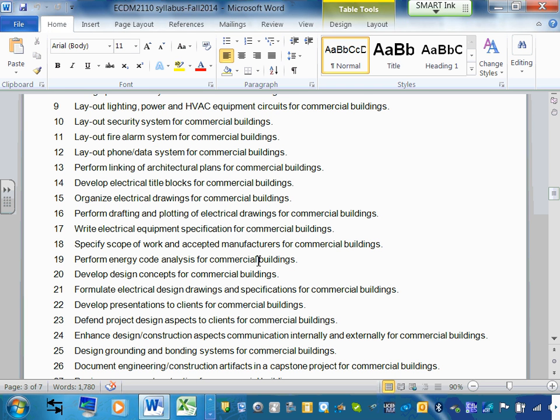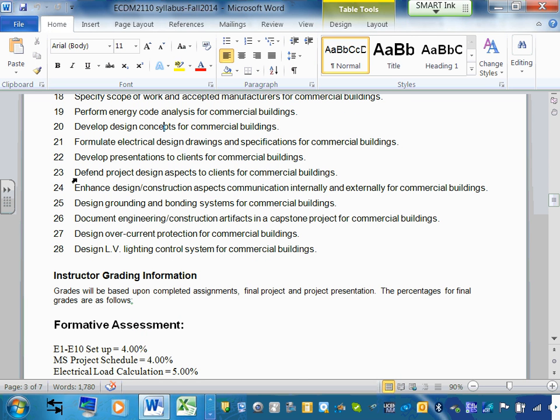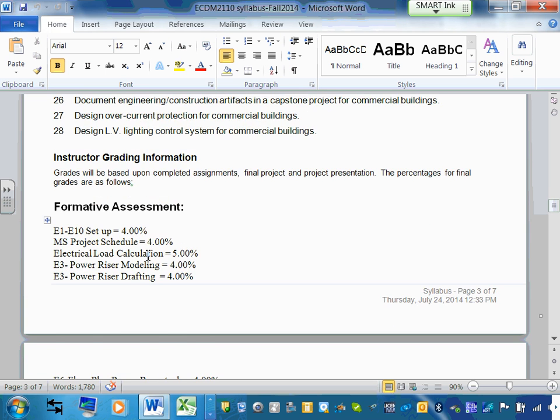To summarize all this, guys, you need to be able to draft, design, specify, and lay out fire, security, phone, data, power, and lighting for a commercial building, with all the analysis involved in it. And to spare me reading through all this, please go through them.